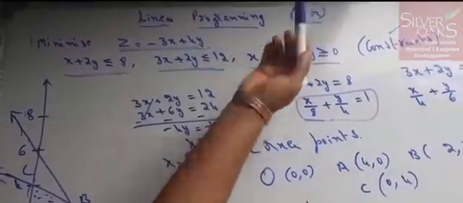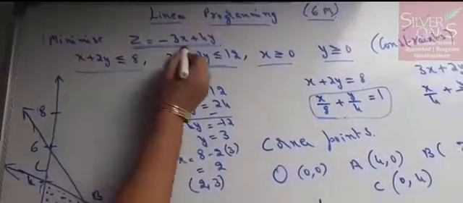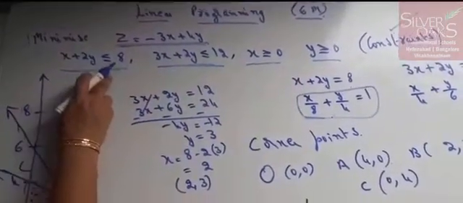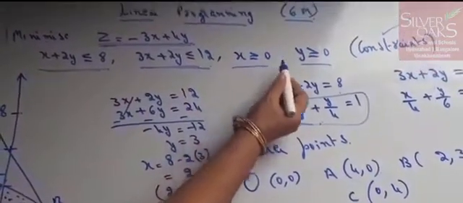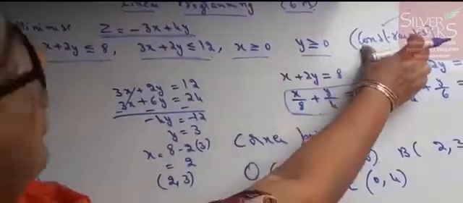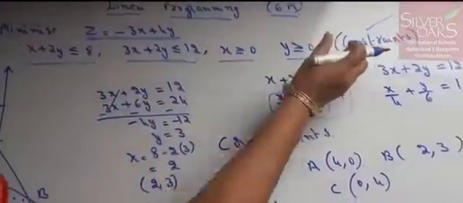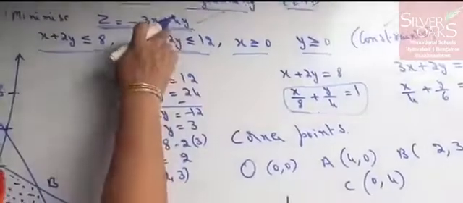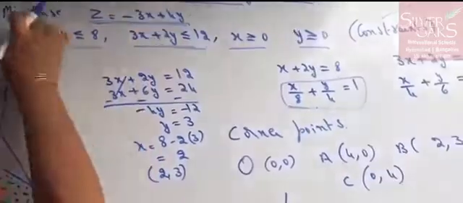So linear programming, 6 marks, this is how you get a problem. Minimize the objective function subject to these constraints: x plus 2y less than or equal to 8, 3x plus 2y less than or equal to 12, x greater than or equal to 0, y greater than or equal to 0. These are called constraints or limitations. Under these limitations, how do we minimize this function? That's the question. This is called the objective function, as this is what we are trying to minimize.